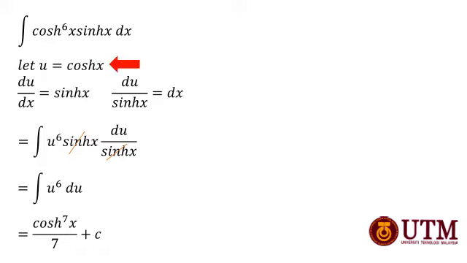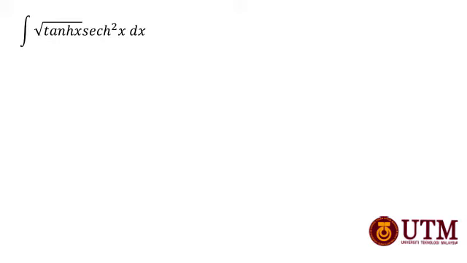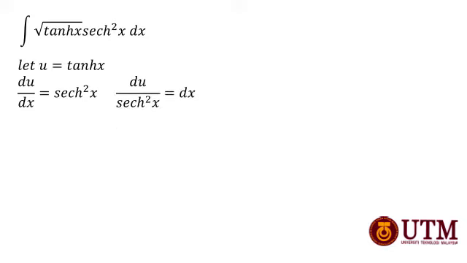From the first one. Okay, now for the next question, we need to integrate tanh x, square root tanh x multiplied by sech squared x with respect to x. Same as the previous one. Let u equal tanh x, and then find the derivative, which is sech squared x, and find the dx in terms of du.